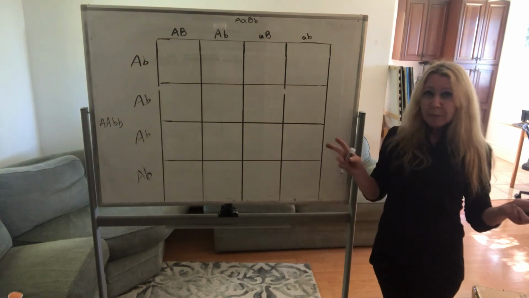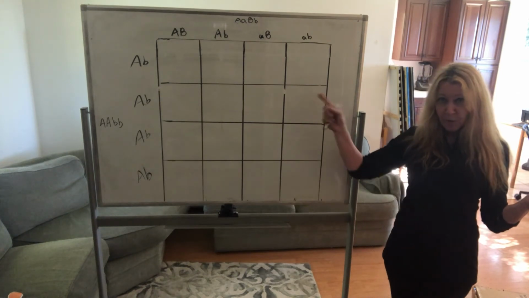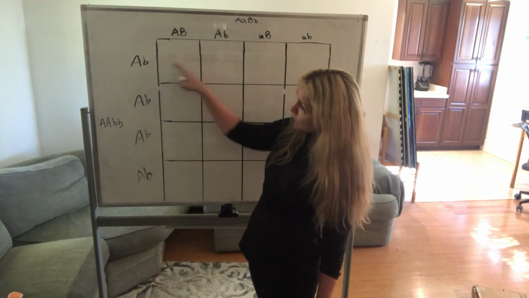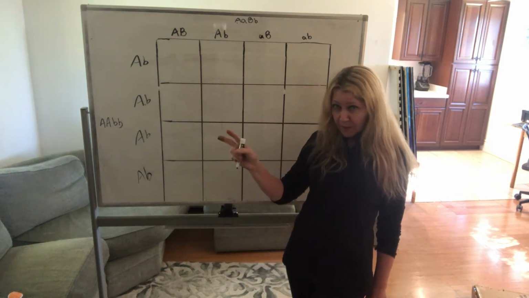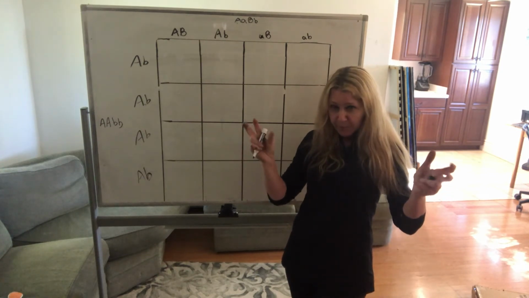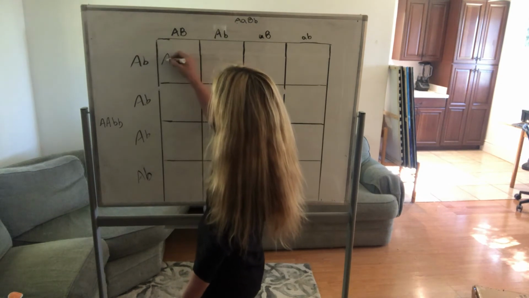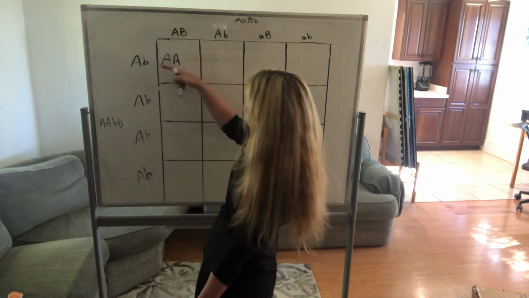So now we set up the Punnett square. That's the hard part. The easy part now is just showing the cross. So it's just down and across. Now you want to keep the A's together and the B's together. And remember again, capital letter will come first. So big A, big B, little b.